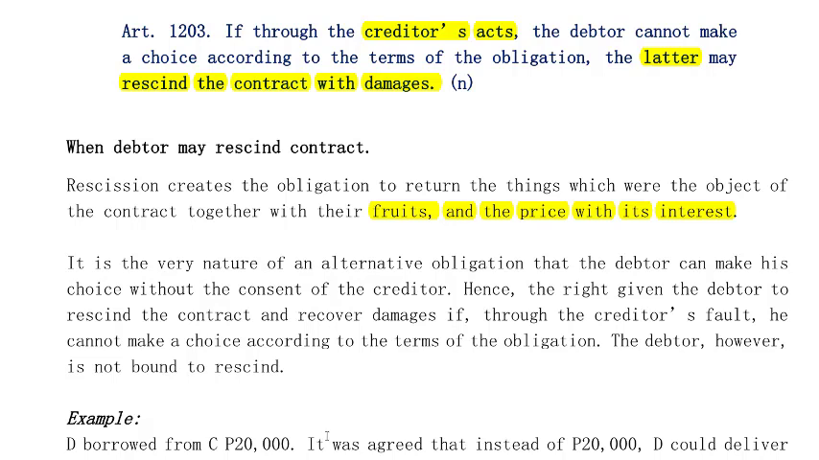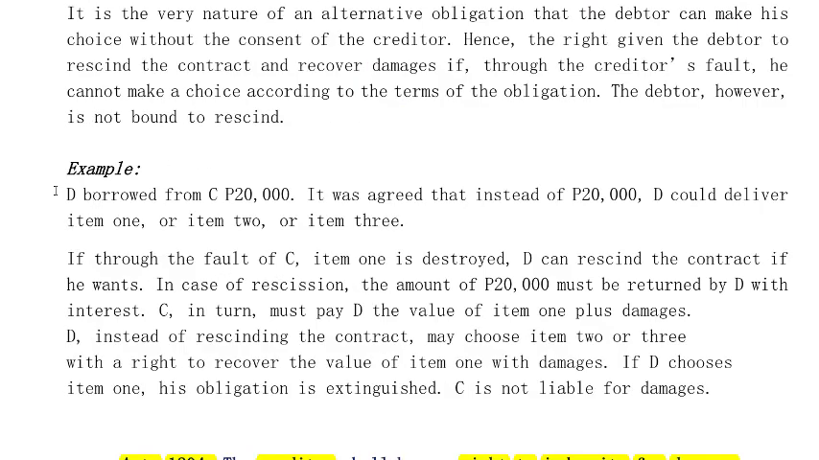So if the debtor cannot make a choice because of the acts of the creditor, his right is to rescind the contract and ask for damages. Another example here. Assuming daw si D borrowed from C, the creditor, 20,000. Ngayon, it was agreed that instead of the 20,000, si debtor could deliver item 1, item 2, or item 3. If through the fault of C, the creditor, item 1 is destroyed, so the option of D is either he could rescind the contract if he wants. So in case of rescission of the contract, the amount of 20,000 must also be returned by D with interest. Sa part naman ni C, in turn, must pay D the value ng item 1 plus damages.